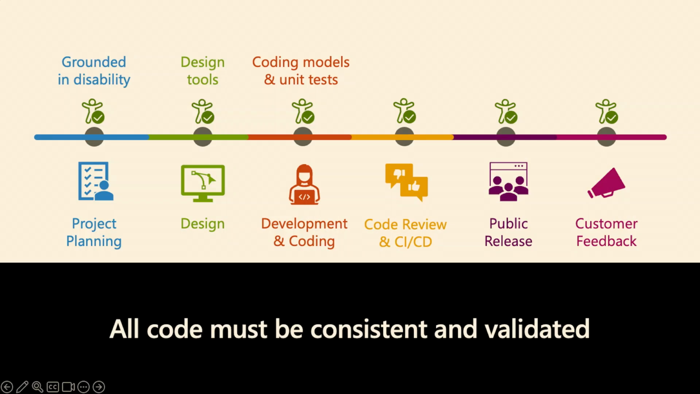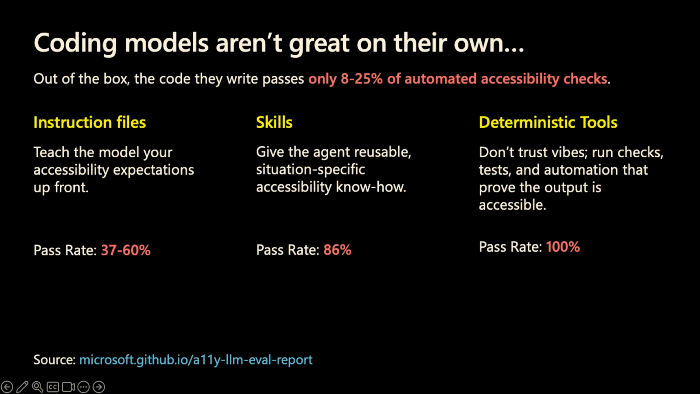So in coding, disability or accessibility should show up through the accessible components, repo guidance, Copilot instructions, editing tools, unit tests, all the things. But coding models, as we talked about earlier, left on their own are not really great at generating accessible code. They'll invent accessibility attributes that don't actually exist. I've seen this a lot, ARIA.